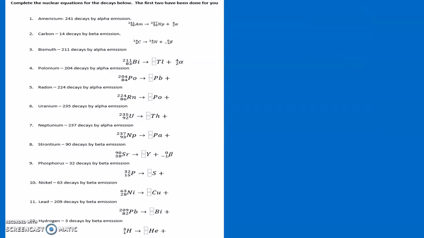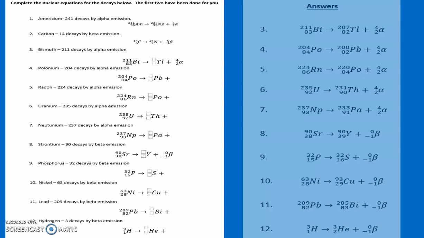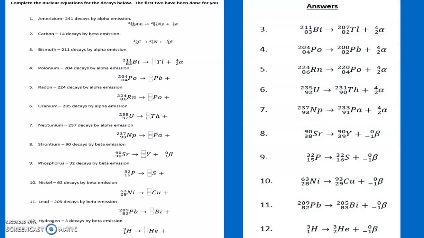Pause the video. I'd like you to practice having a go at these equations for alpha and beta. First 2 are done for you. Please complete 3 through to 12. These are the answers you should have got. Compare your answers to these. Please correct any mistakes. And even if you didn't get full marks, that's absolutely fine. You've given it a go, and I'm really appreciative of that.